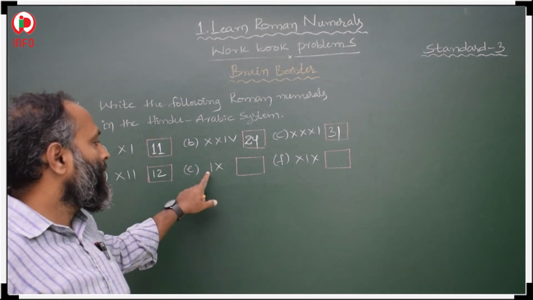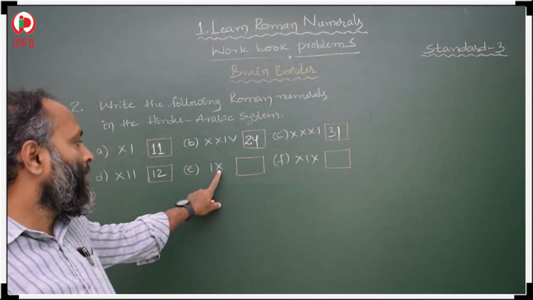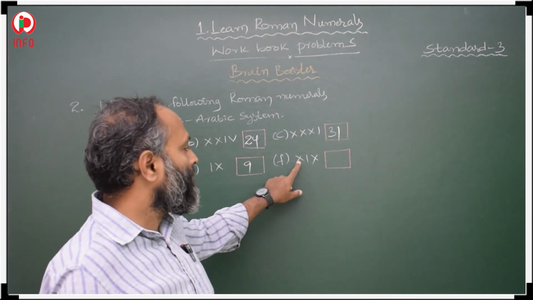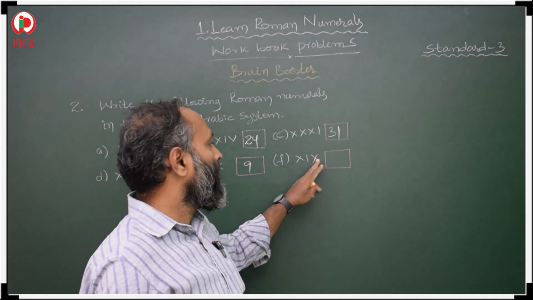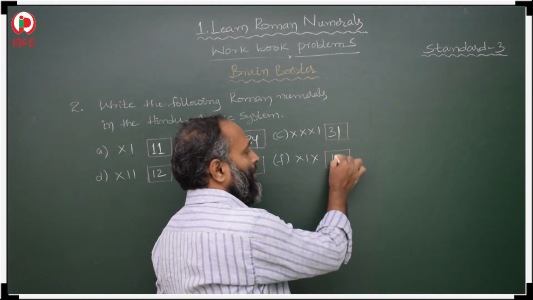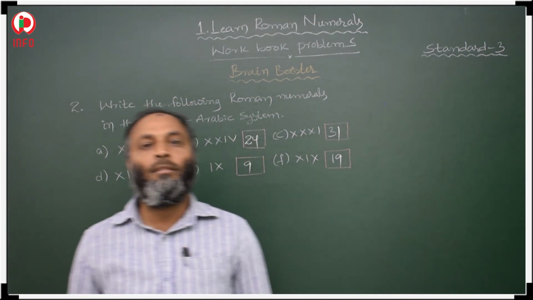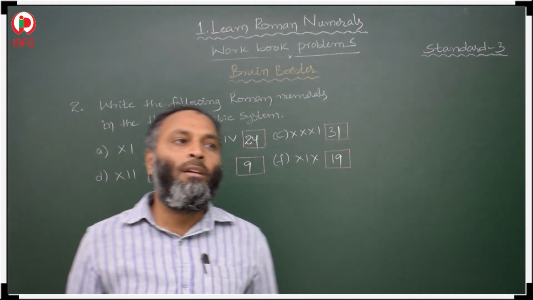Now here, this is a smaller Roman numeral and this is a bigger Roman numeral. So minus, 10 minus 1, 9. This is 10. This is a smaller Roman numeral, this is a bigger Roman numeral. 10 minus 1, 9. 10 plus 9, 19. So in this way we have to do our Roman numerals. Okay, so we have to convert these Roman numerals into Indo-Arabic numerals.